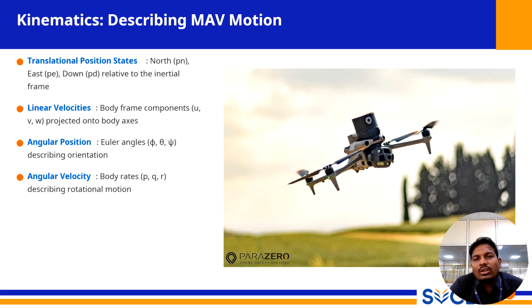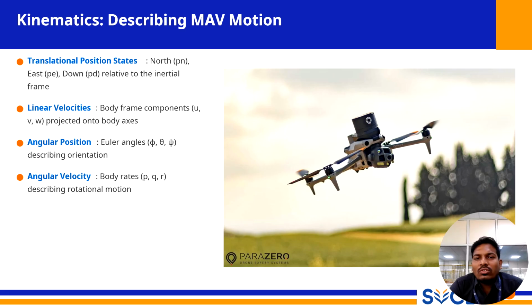They define the drone's angular position. This is simply the drone's orientation in space, which we describe using Euler angles: phi, theta, and psi. These cover the three angle representations, roll, pitch, and yaw of the aircraft, and together they give us a complete picture of its attitude.